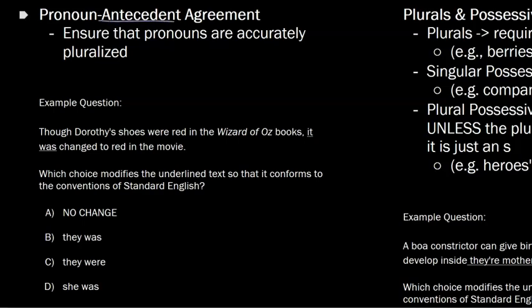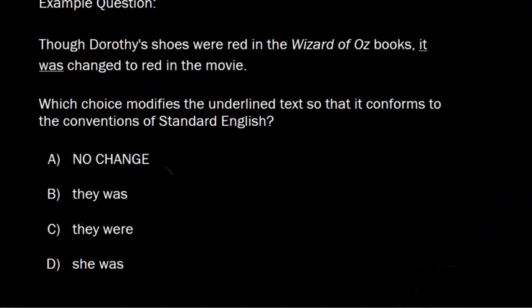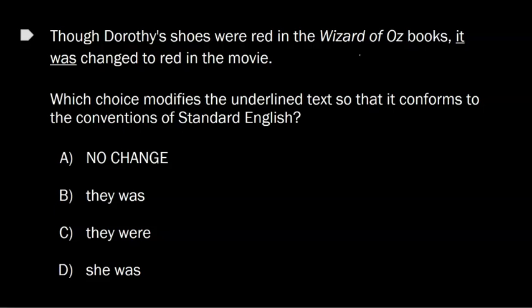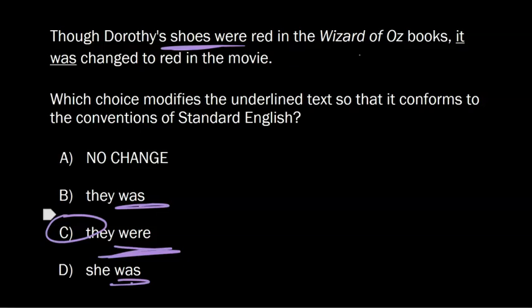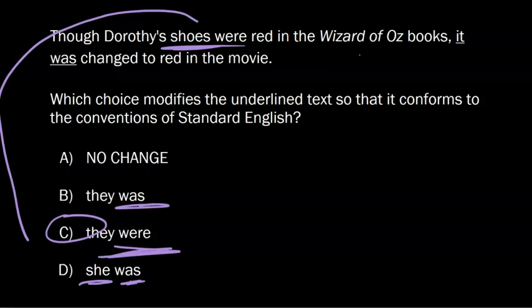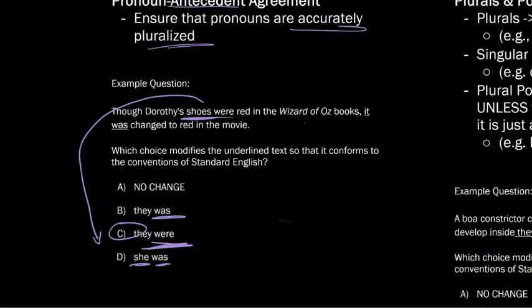Okay. Your pronoun-antecedent agreement. Ensure that pronouns are accurately pluralized. It's basically what this is, right? So, though Dorothy's shoes were silver in the Wizard of Oz books, it was changed to red in the movie. It is not an it. There were multiple shoes. So I would say they were changed to red in the movie, because they were. It's a plural. These wases don't make sense, right? And she was makes even less sense, right? This doesn't really agree. The shoes are not a she. Okay, English is not a language where nouns are all necessarily gendered.